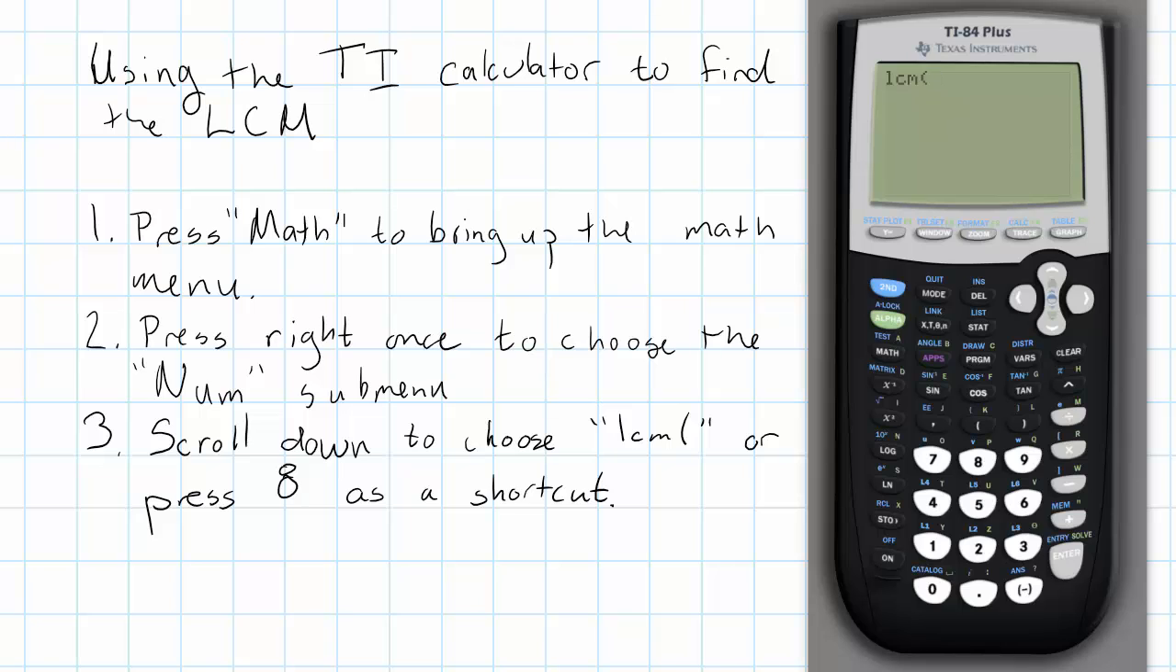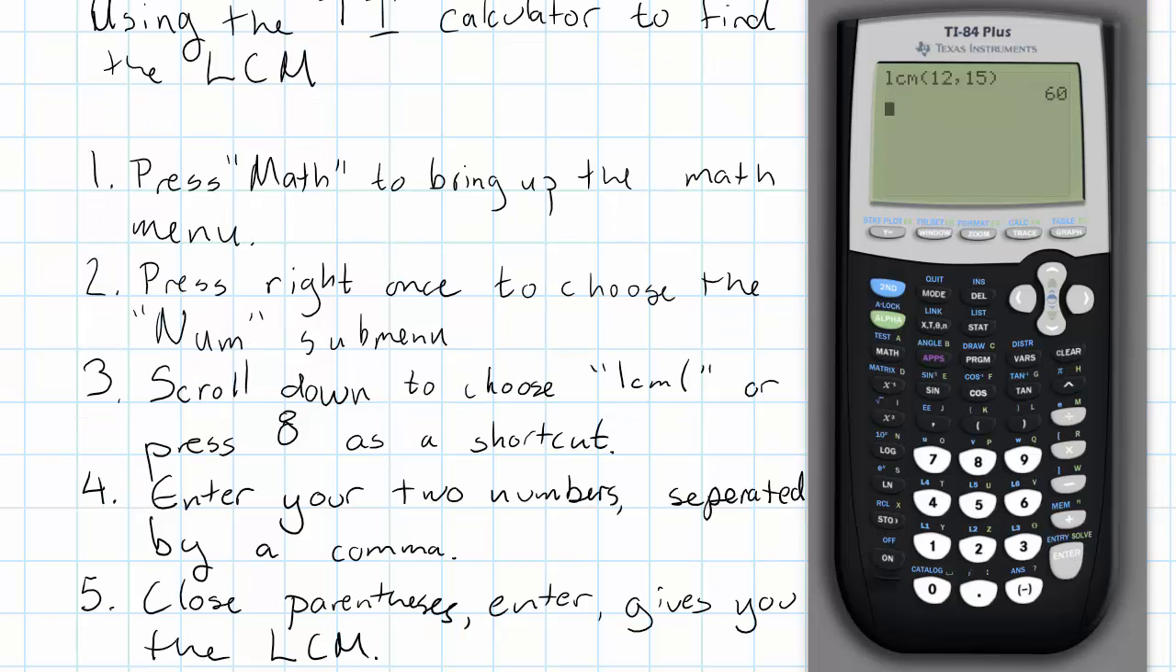Okay, so now we have the LCM command active. Now we want to enter the two numbers whose least common multiple we want to find. We want to find the least common multiple of 12 and 15. Notice the symbol we put between the 12 and the 15 was a comma. The comma key is directly above the 7. So we say 12, comma 15, close parentheses, enter. And in this case we see that we got the same result that we did by hand, although a lot more quickly.